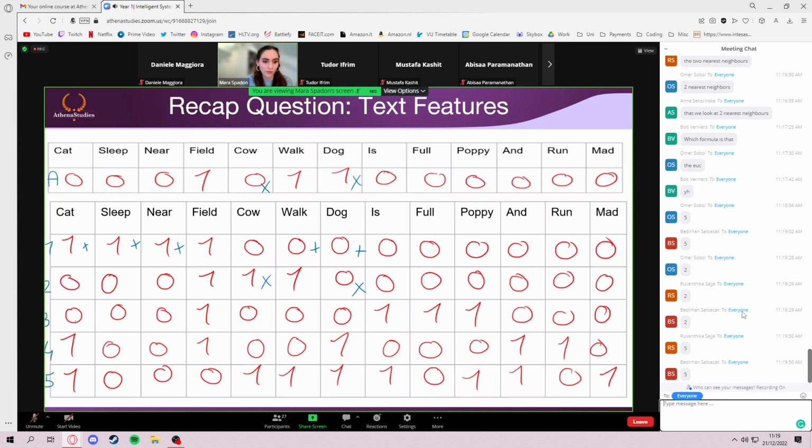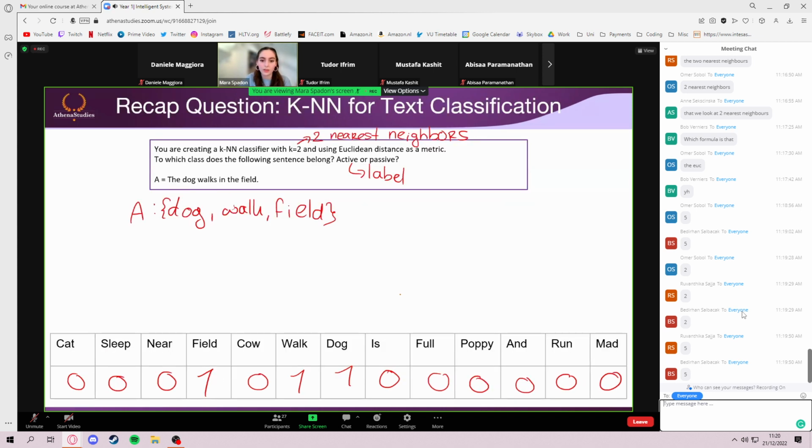People are saying 5. Okay, let's check it. We have walk, dog, is full and puppy. They are all different. So indeed, that is 5.